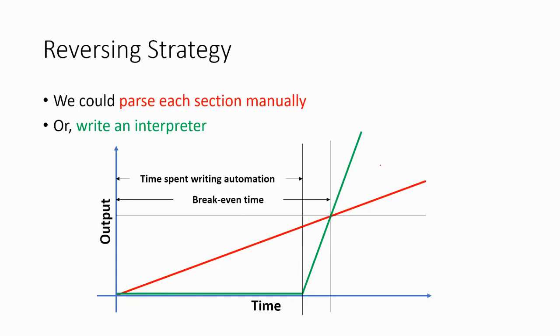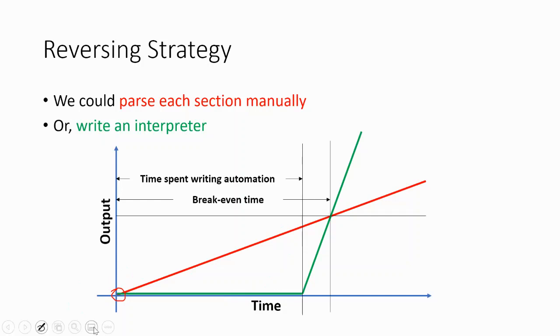But this red line represents basically doing each section manually. We can start right away, right? There's no loss of time here. We produce output immediately, but as we reach a certain point here, we start to get slower growth than the automated approach.